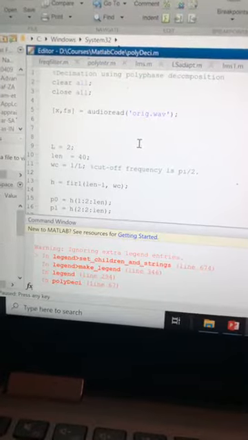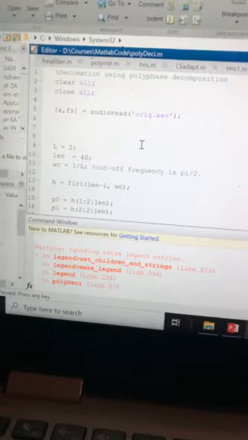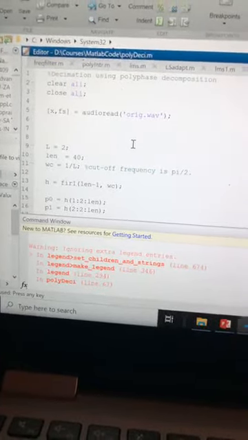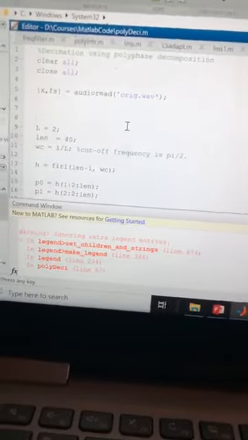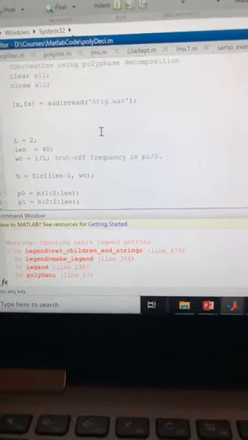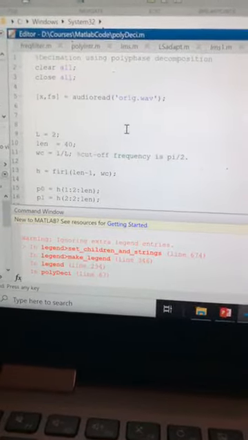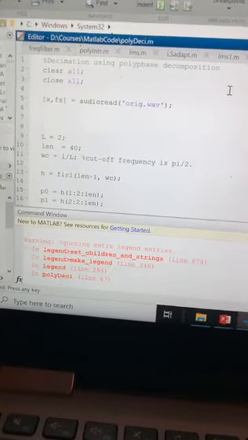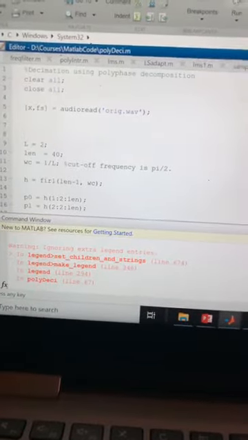Okay, and then what I do is that I pass it through a filter. We should throw away half of the samples systematically, and then I play both the original voice and the voice which is a decimated voice. So let's do this.